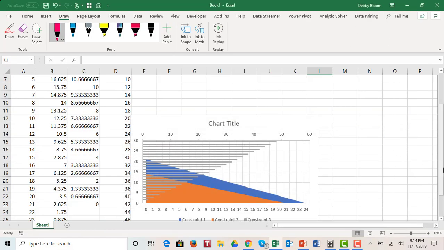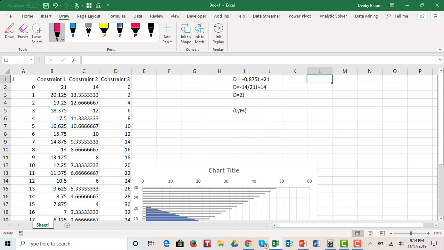So I'm going to scroll up to L1, and I'm going to put in the formulas. So we had our first formula, j plus 1.5d equals 21, and our second formula, d minus 2j equals 0, or d equals 2j.